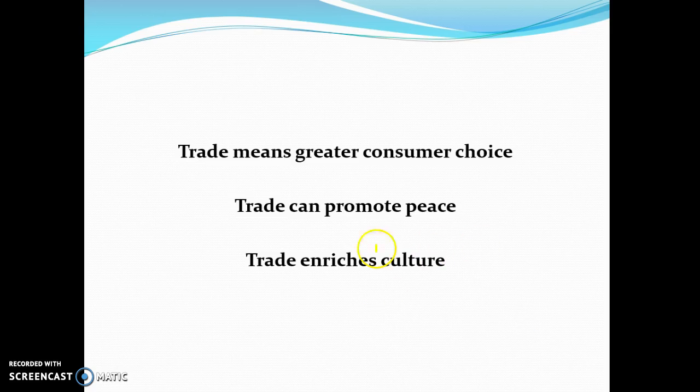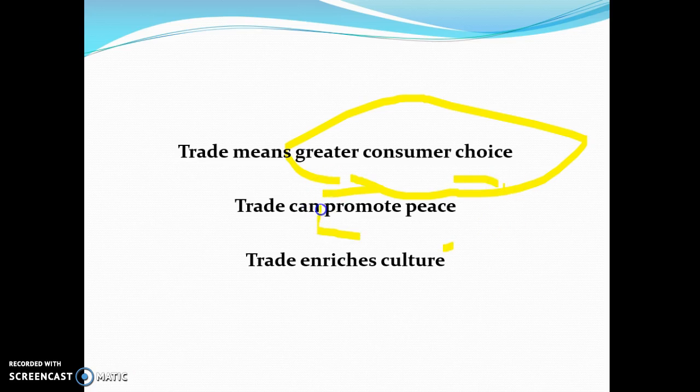Lastly, trade creates greater consumer choice. We get access to products from all over the world. It can promote peace because countries are less likely to go to war if they're trading with each other because they rely on each other for their economic progress. And it enriches culture because we get access to and more knowledge of cultures all around the world.